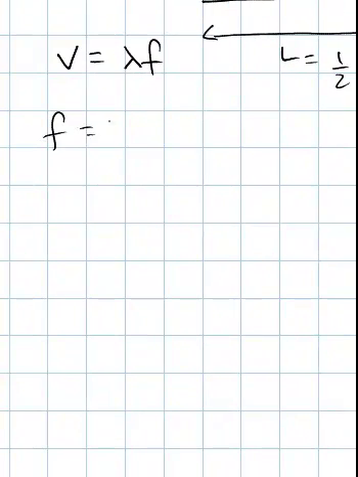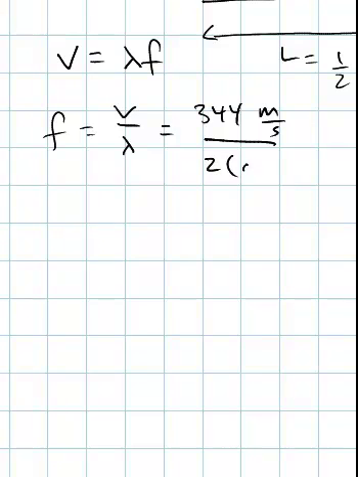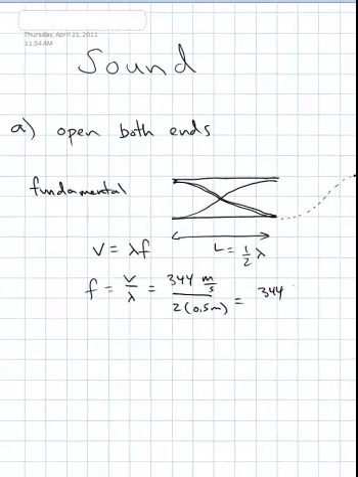So this tells us the frequency is V over lambda. V is given, 344 meters per second. Lambda is going to be 2L. L is half a meter. So 2 times a half is just 1. So 344 hertz, or 344 cycles per second, is the frequency that gives us this standing wave.